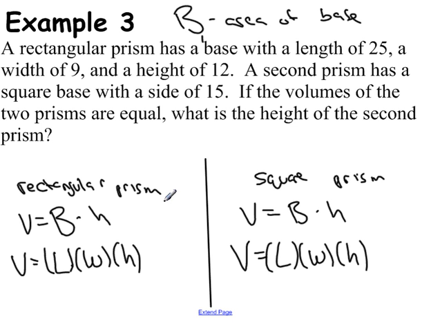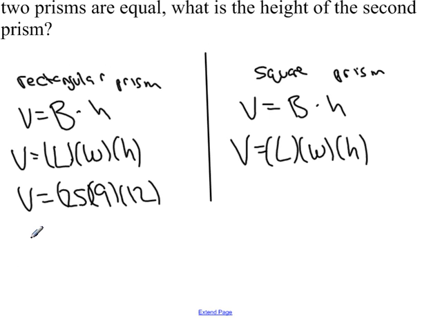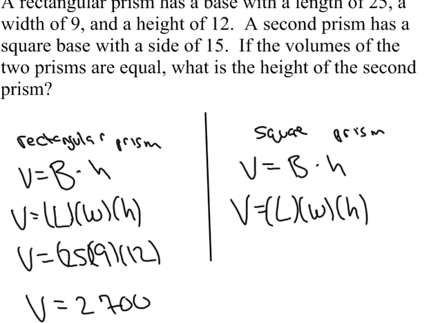Okay. To solve this problem, we're going to need the volume of the rectangular prism. So let's go ahead and find it. So it's going to be V equals 25 times 9, which is 225. And then 225 times 12, that's 2,700. So the volume for the rectangular prism is 2,700.